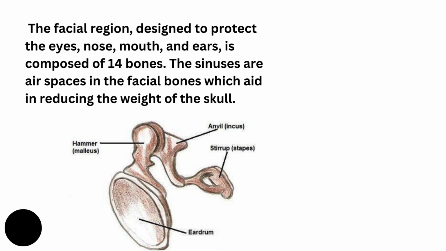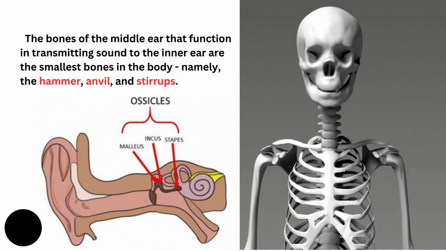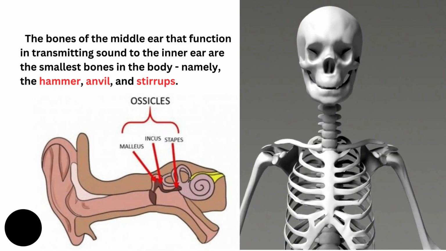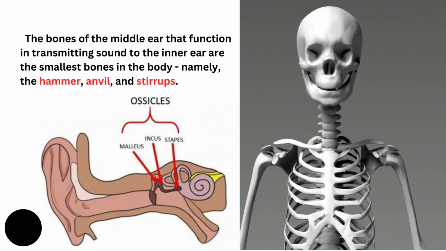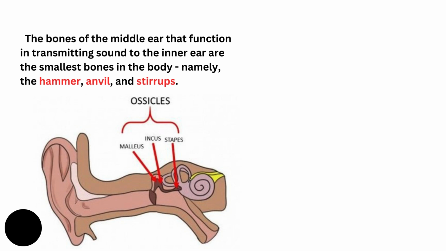The sinuses are air spaces in the facial bones which aid in reducing the weight of the skull. And the bones of the middle ear that function in transmitting sound to the inner ear are the smallest bones in the body, that is number one, hammer, anvil, and stirrup.